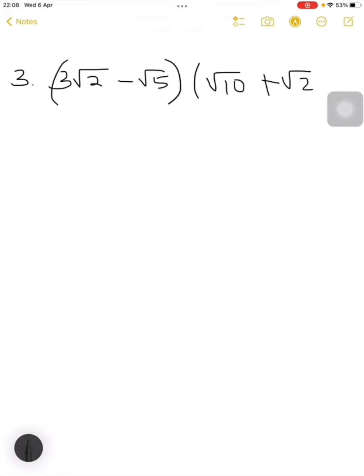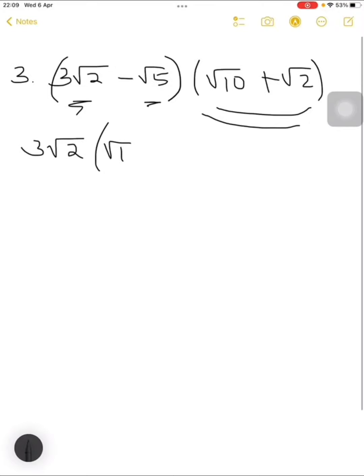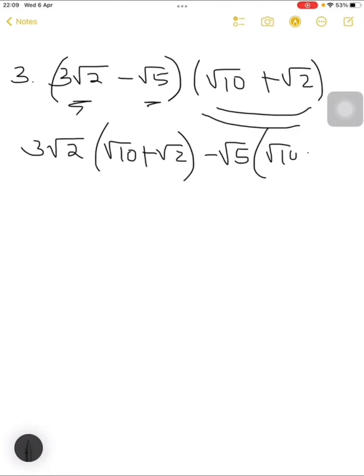Example number 3, we have 3 root 2 minus root 5, then root 10 plus root 2. And just the same way as we've done the others, you start with the first term and then you multiply by everything there, then come to the second one, multiplied by everything again. So we'll have 3 root 2 into root 10 plus root 2, minus root 5 into root 10 plus root 2.